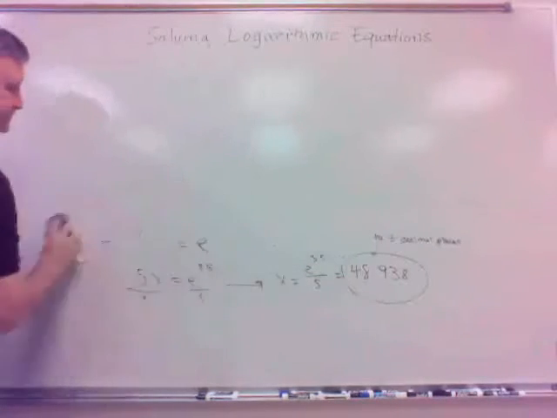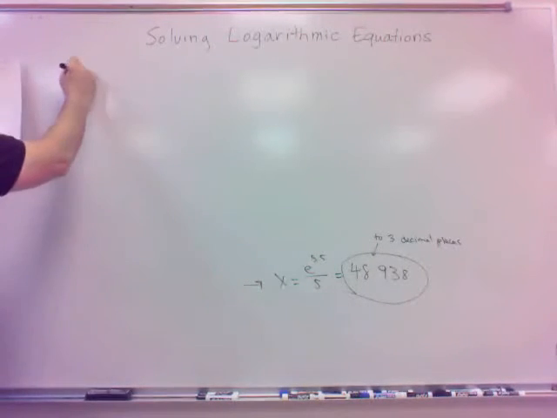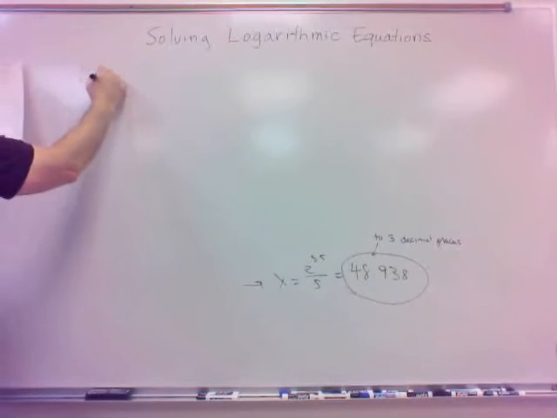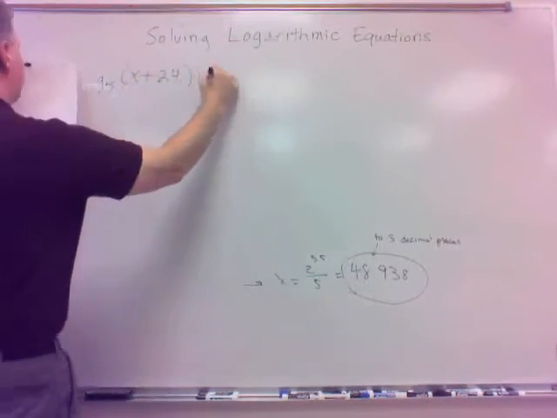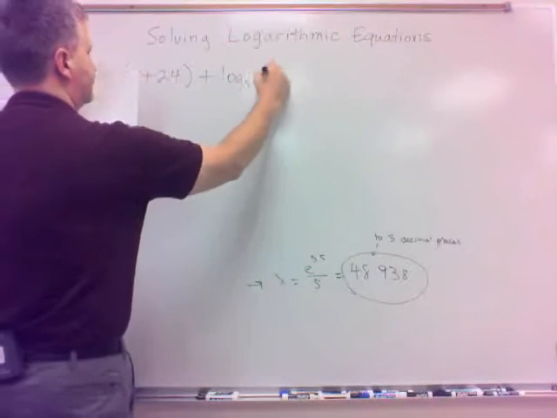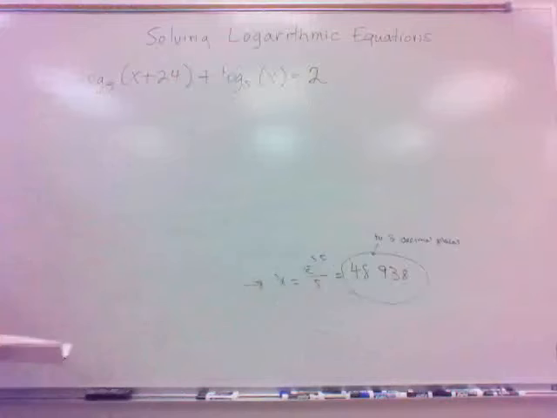Well, how about this one? This one has an extra little twist on it. Log base 5 of x plus 24 plus log base 5 of x equals 2. Well, that's another matter, isn't it?